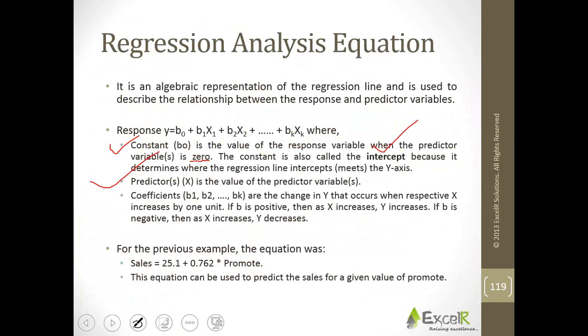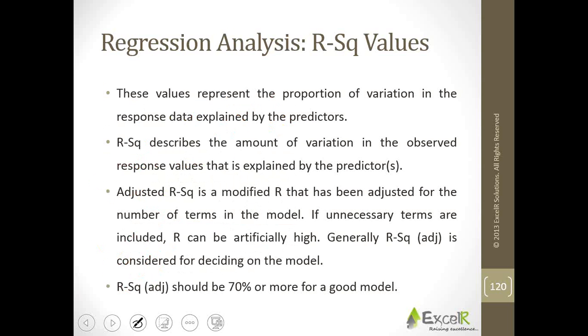Alright, predictor X is the value of the predictor variable. The coefficients are the change in Y that occurs when the respective X increases by 1 unit. Coefficients are calculated. If B is positive, then as X increases, Y increases. If B is negative, then as X increases, Y decreases. Here B refers to B1, B2, B3, B4 until Bk. Now from the previous example we got this equation, which can be used to predict the sales for a given value of promotion activities.